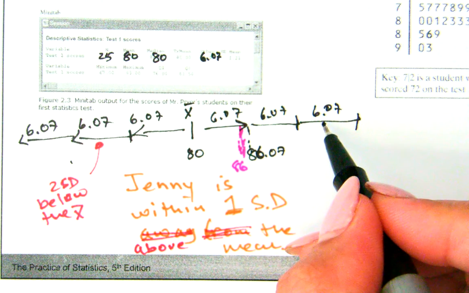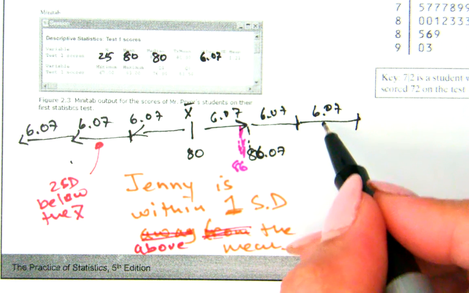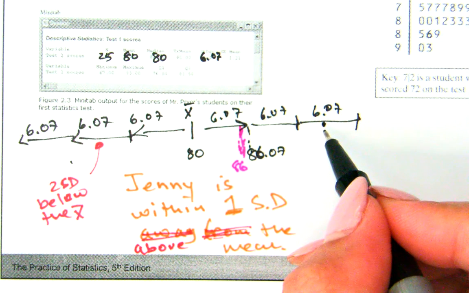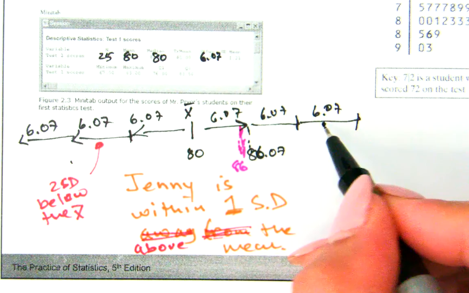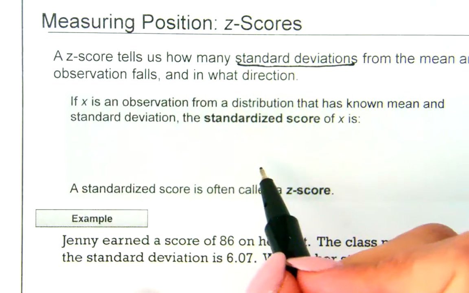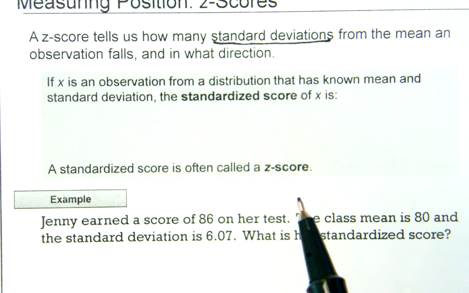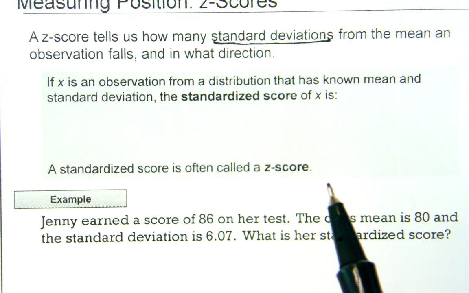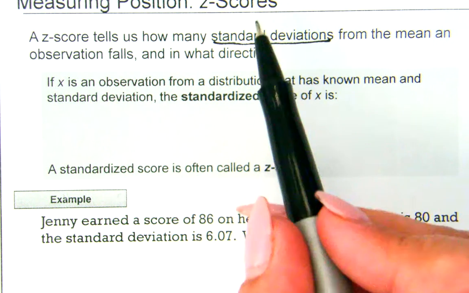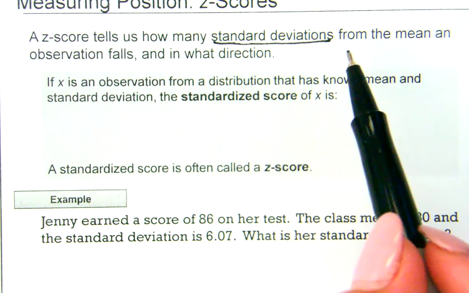2.35, 2.4? So where exactly are they? We want to know specifically. All right, and here's how you calculate this. It's called the standardized score of something, and it tells you how many standard deviations it is from the mean.